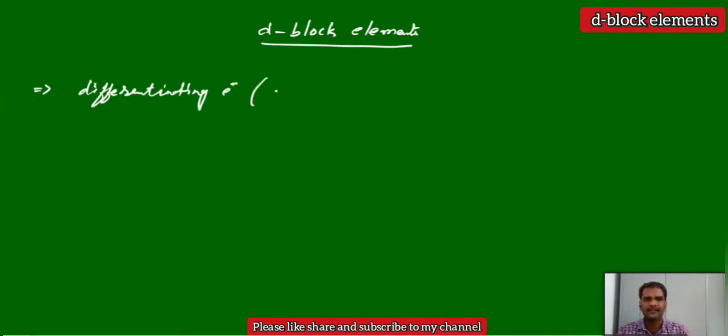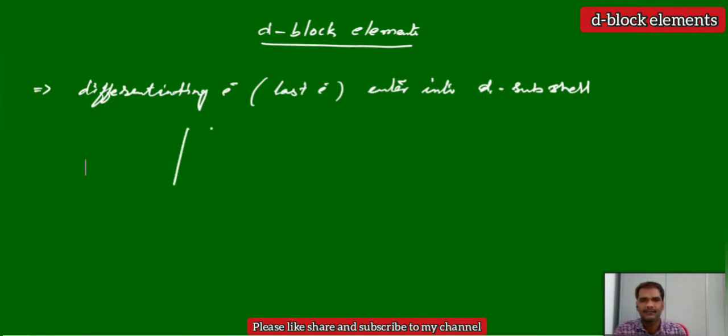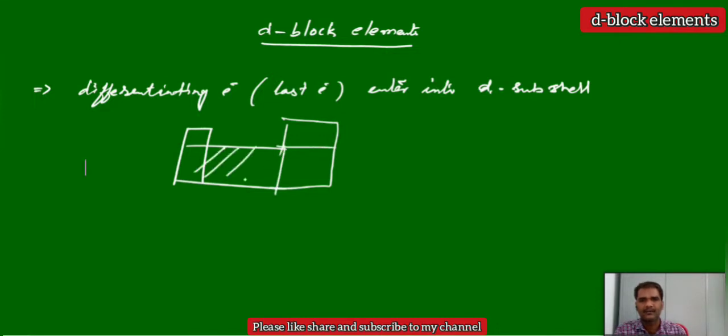Differentiating electron, simply we can say last electron, enters into the d subshell. And these d-block elements are placed in the periodic table at the middle of the periodic table. If you see the periodic table, this portion at the middle of the periodic table is the d-block.